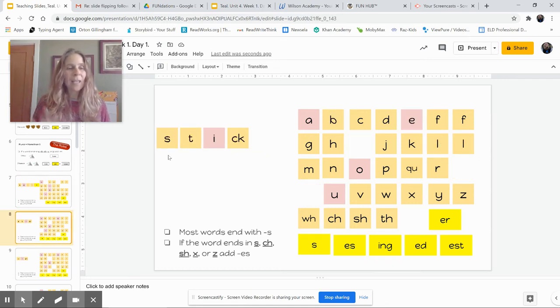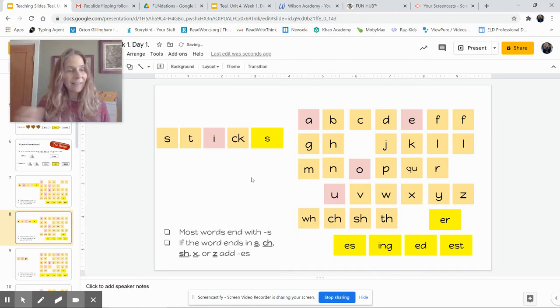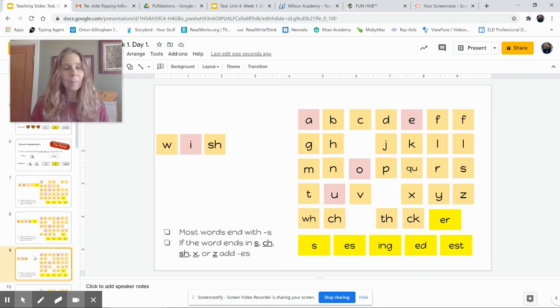Okay, let's try another one. Here's my word: stick. Let's see. It ends with CK, doesn't end with these, so I'm just going to add an S to make it sticks. So I have my base word and I add an S to make it plural. Oh, now let's check out this one. Wish.